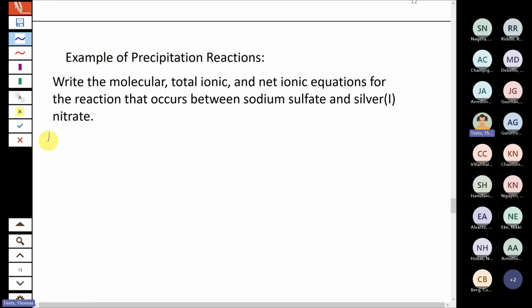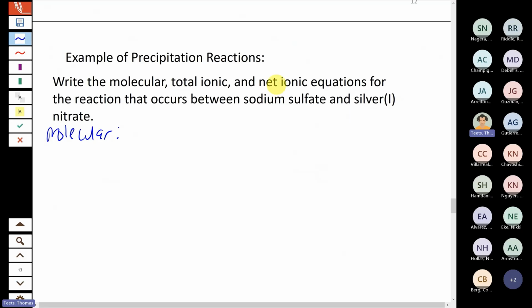So again, the molecular equation is typically a good starting point because it just allows us to write out the formulas of the compounds that are involved, predict which ones are soluble and insoluble, and it gives us a lot of information right off the bat. So what we have here for this one, we're not giving you the formulas. Here we're giving you the names. So you have to be able to go from name to formula.